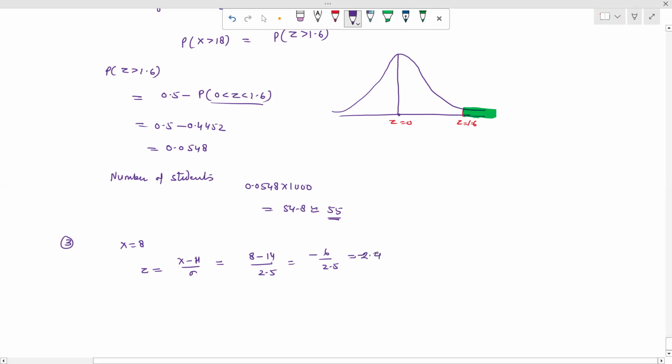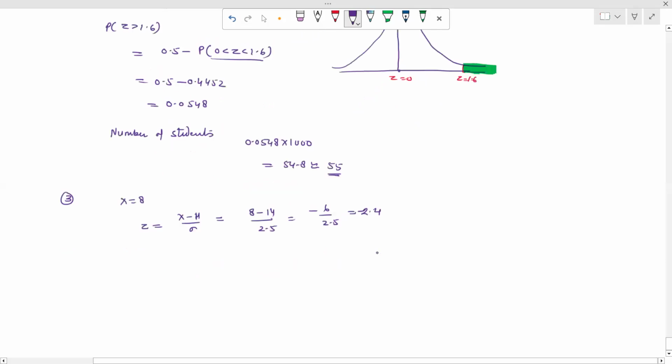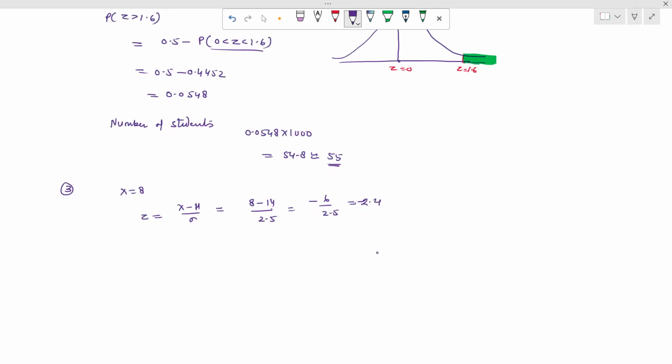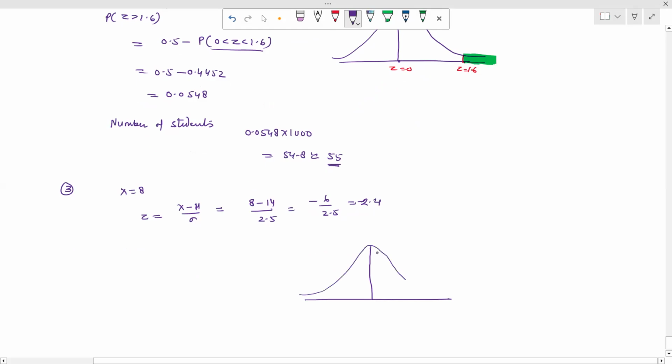So -2.4. So now we draw the, so we write down this as -2.4 at this side. So z is equal to -2.4. Here z is equal to 0. So below this, we have the required area. This is the required area.